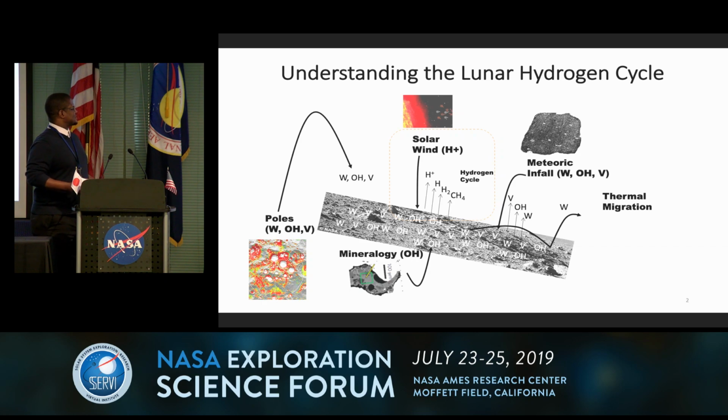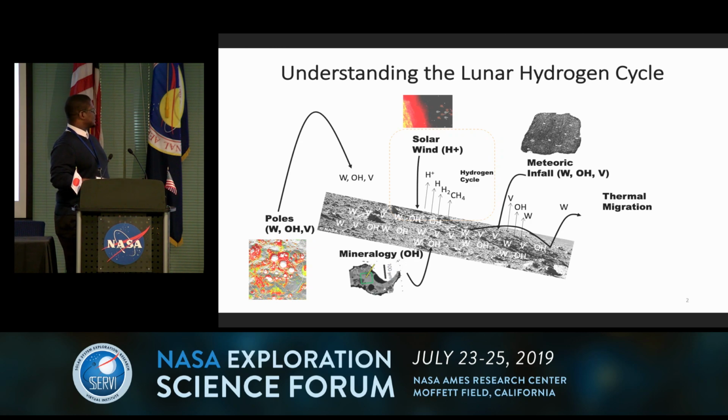So just to start off with, we're trying to understand this lunar hydrogen cycle, right? And so it's this really complex process where you have various different sources: solar wind providing protons for implantation, meteoritic sources. You also might have ancient sources at the poles that can all contribute various forms of hydrogen to the lunar surface and also in the exosphere.